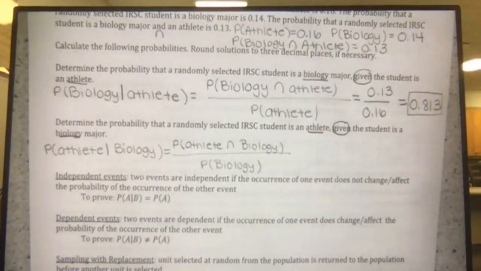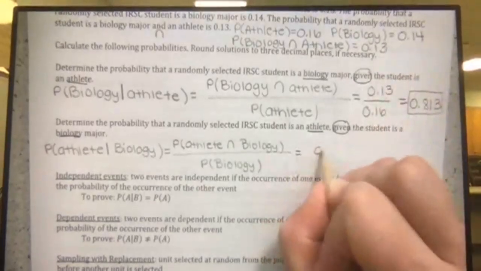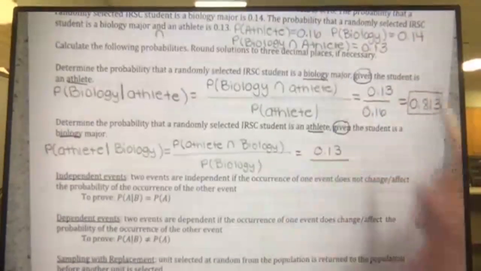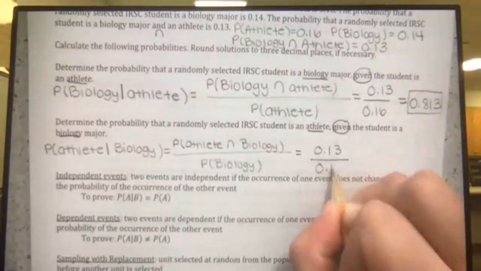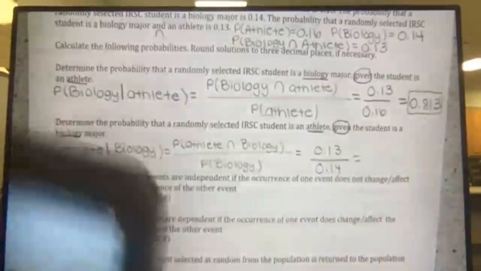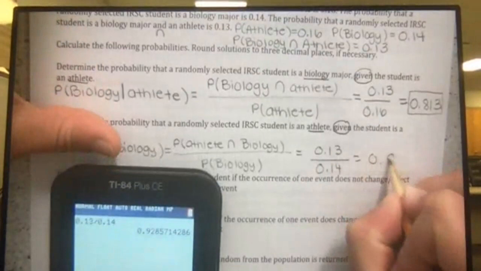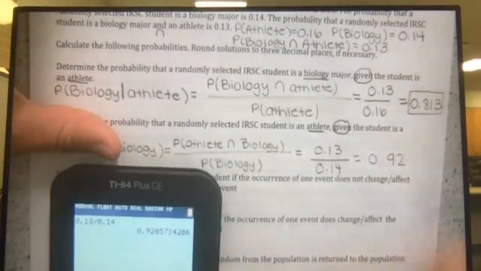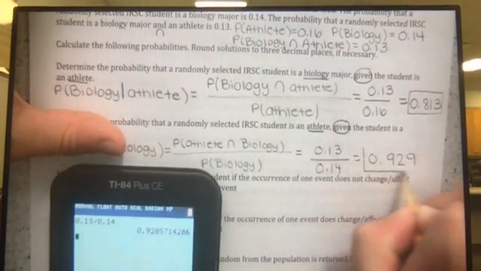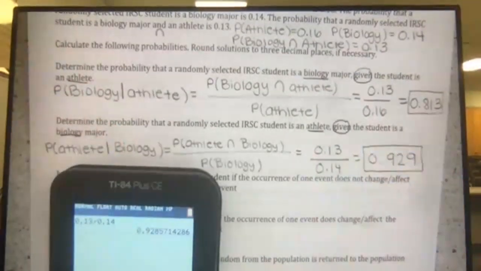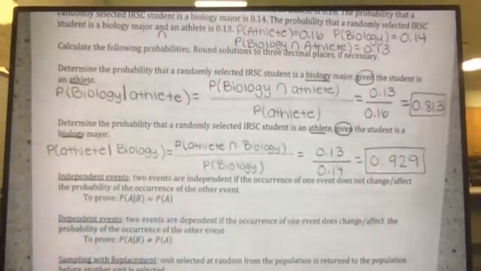If they're an athlete and they're a biology major, it doesn't matter if you say athlete and biology or biology and athlete. Either way, they're both an athlete and biology major. So it's going to be the same probability, so 0.13 divided by probability of biology major, which is 0.14. So my calculator is 0.13 divided by 0.14, which would give me 0.9285. We'll round up to 0.929. So moral of the story is the order does matter, so be very careful.